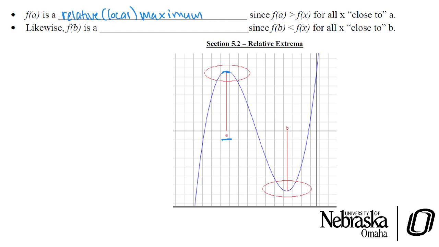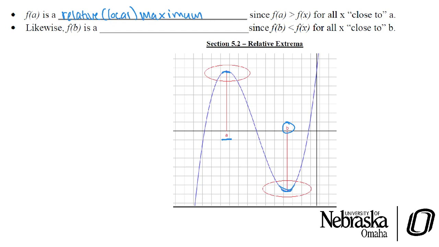And it says since f of a, so the function value at a, is greater than the function value for all other x values in the area, right? Looking at the graph, you can see that our y value is just higher than all other values in that area. It kind of looks like a hill, and we could call it the king of the hill. It's the highest value in the region. So relative, local maximum.